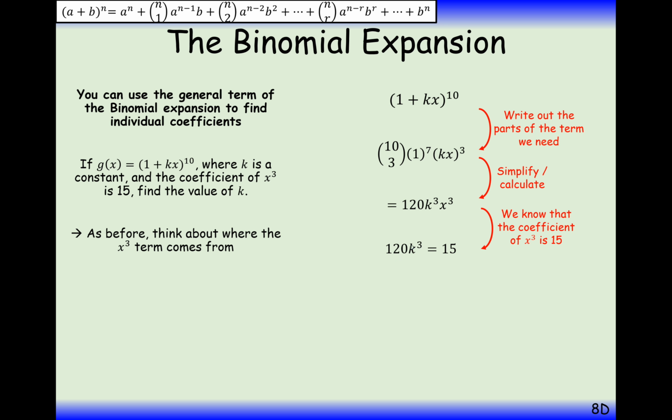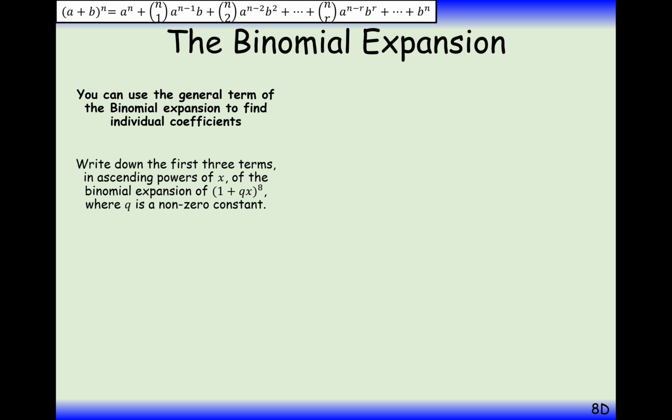120 k cubed equals 15. Divide by 120, cube root your answer, and you get k as a half. So this is our value for k. K equals 1/2. So we expanded it as normal using the k's, and then we set up an equation based on what they've given us on the coefficient of x cubed.